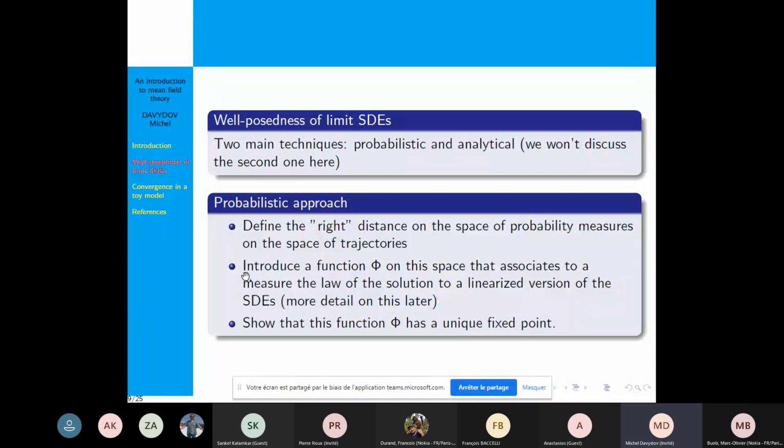Then, the probabilistic approach entails introducing a function on the space that associates to a measure the law of the solution to a linearized version of the stochastic differential equation. I'll get into more detail on this in the next slide. And then you show that the function phi has a unique fixed point, and that this fixed point is the solution to your stochastic differential equation, and since it has a unique fixed point, you will have both existence and uniqueness of the solution. So this is in very general terms. It will be more clear with the example that I'm going to give.